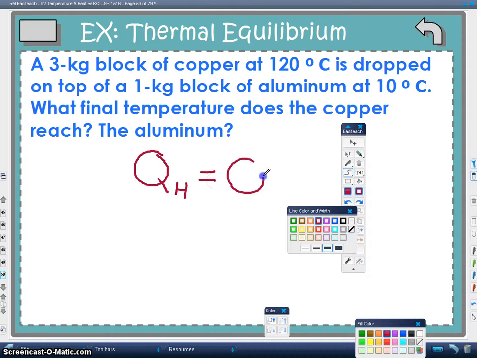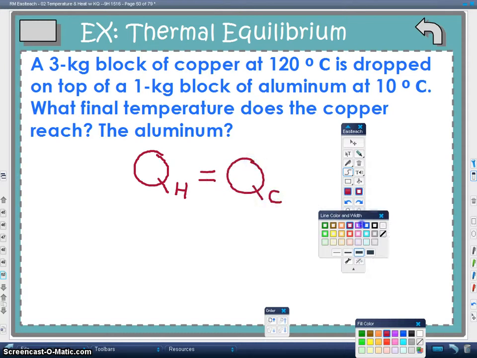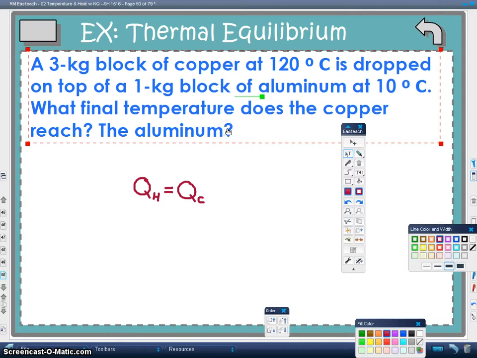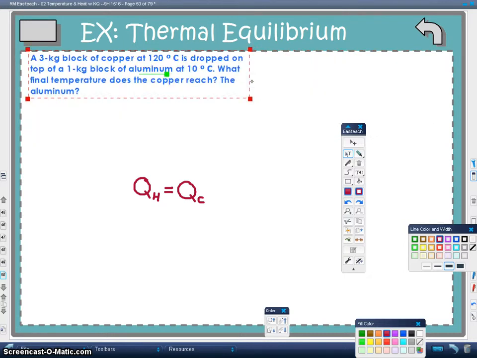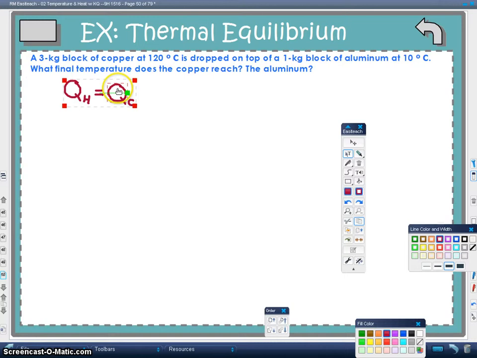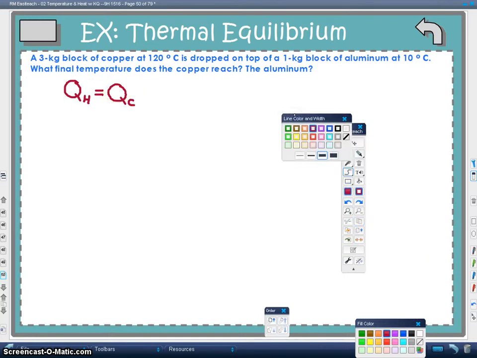We don't know what the heat flow is. You could call this heat in, heat out. I chose to call it heat hot, heat out of the hot, heat into the cold. And that's the basis for my whole solution. So here we go. Now I'm going to write it out in a more lengthy version.